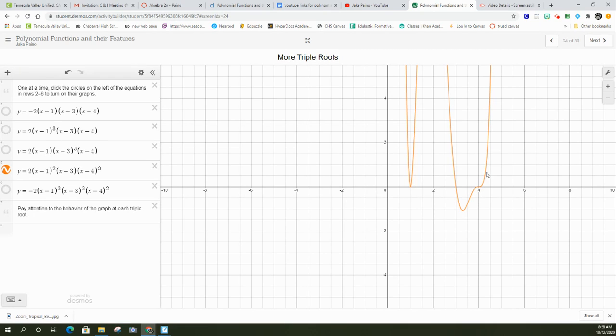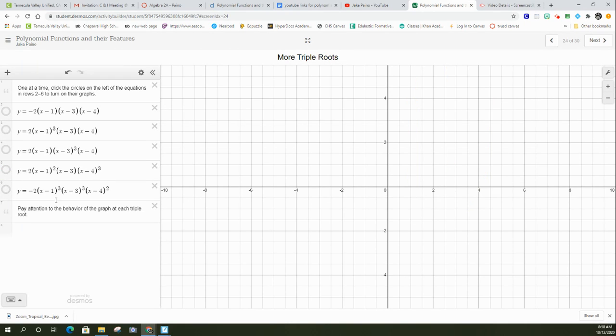It gets flat. Look, it's an even degree, so both end behaviors are going up. What degree is it exactly? Again, we get that by adding up the exponents here: 2, 1, 3. That adds up to 6. This is a 6th degree polynomial.